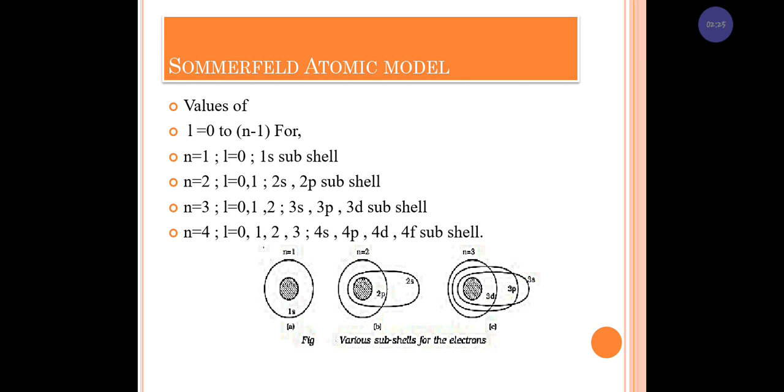For n equals 1, l equals 0, which is the 1s subshell. When n equals 2, l equals 0, 1, which gives the 2s and 2p subshells. When n equals 3, l equals 0, 1, 2, which gives the 3s, 3p, 3d subshells. When n equals 4, l equals 0, 1, 2, 3, which gives the 4s, 4p, 4d, 4f subshells, as shown in the figure. As n increases, the subshell becomes more elliptical, as shown in the figure.